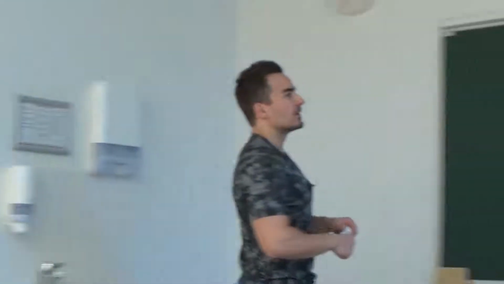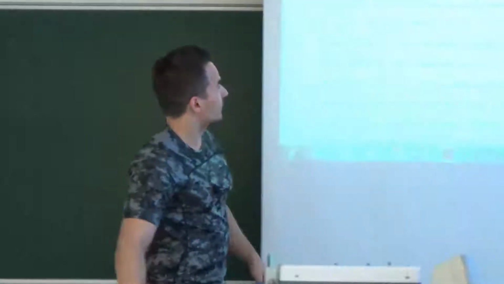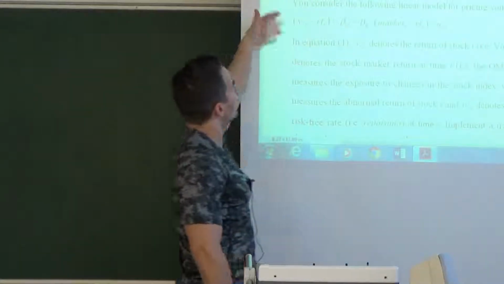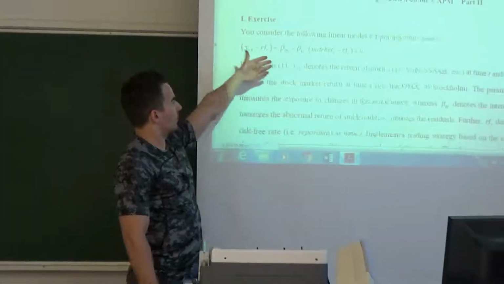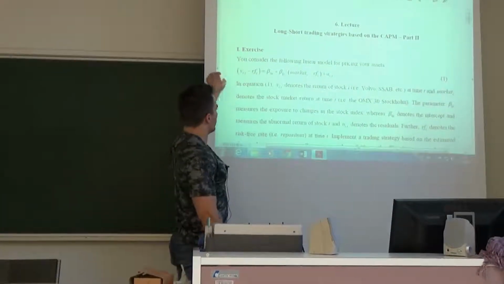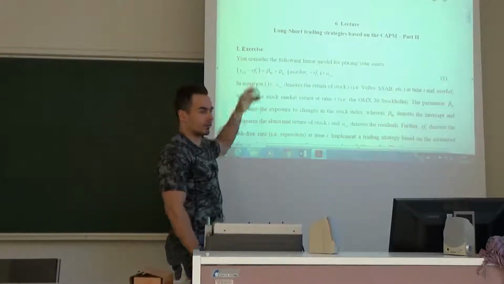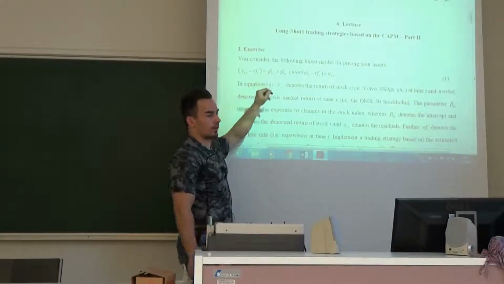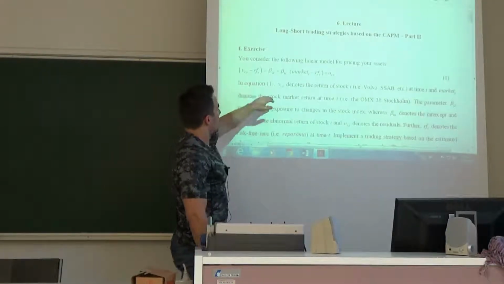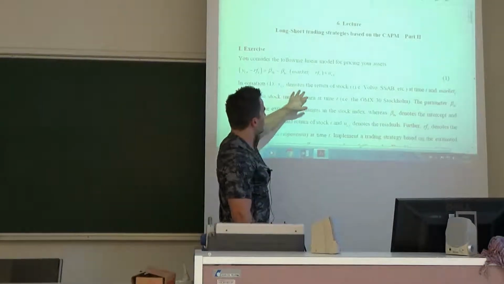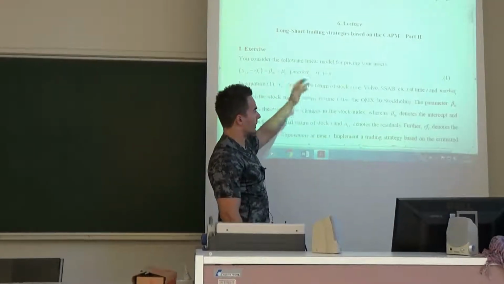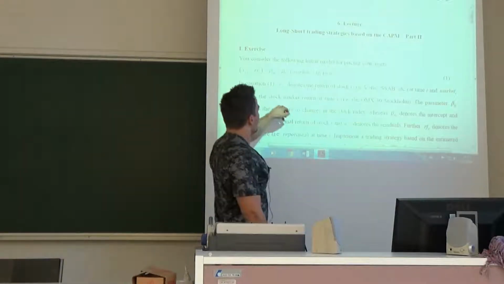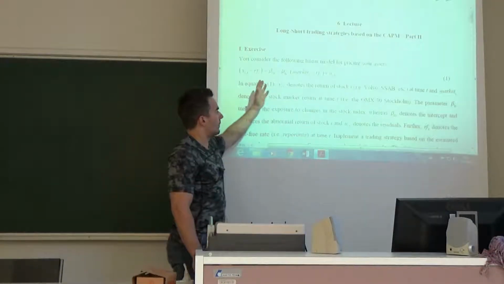Okay. So then, let's start. Long-short situation based on CAPM, part 2. Exercise. You consider the following pricing model for your assets. Again, we have the CAPM, like last time, like all the time, including interest returns, and that's what we're interested in again. In equation 1, y_it denotes the returns of stock i, and we have 14 stocks in our sample, we know that already. We have here the market factor, which is the OX30 again.